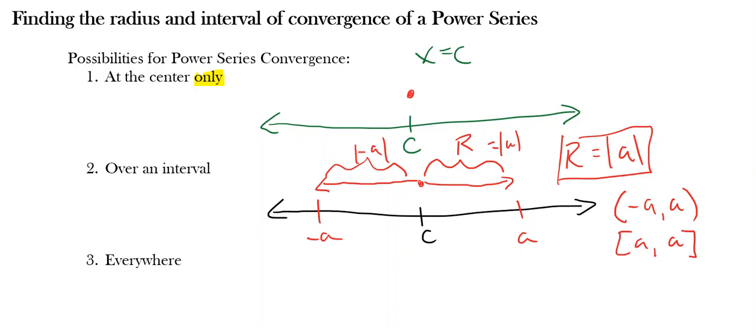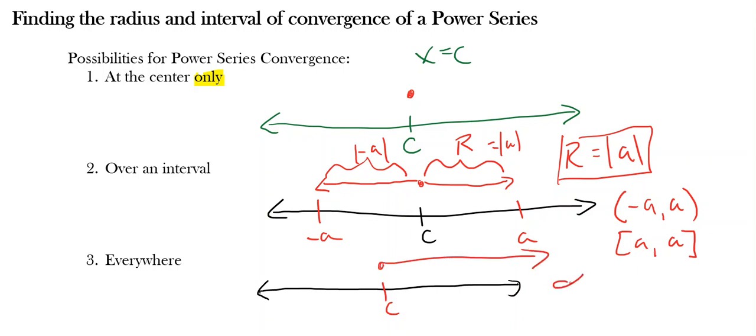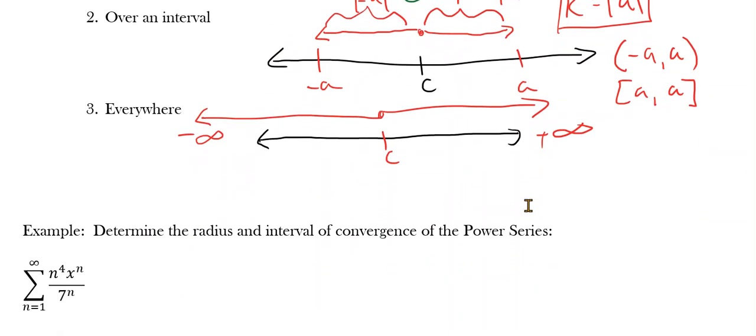The third example of convergence is that it might converge everywhere. So on a number line, again, you have your center C, and it converges at C, but now it converges everywhere, all the way up to positive infinity and all the way down to negative infinity. So those are the three possibilities: either at the center, over an open or closed interval, or everywhere. So let's take a look at an example.